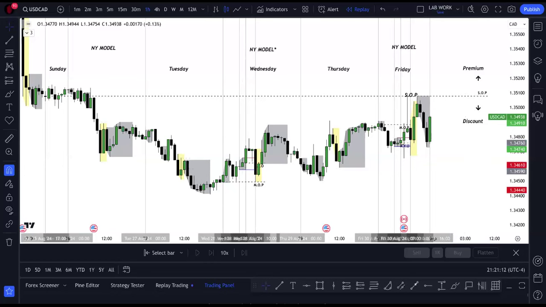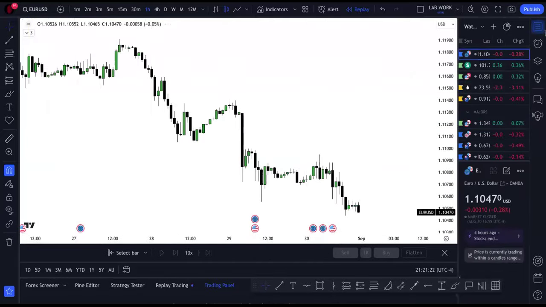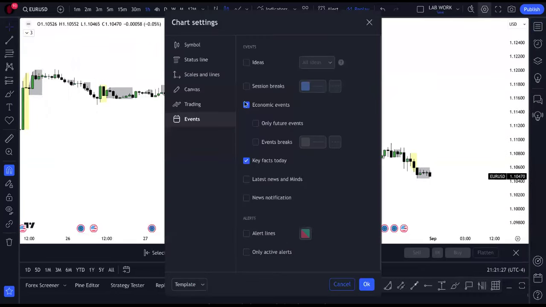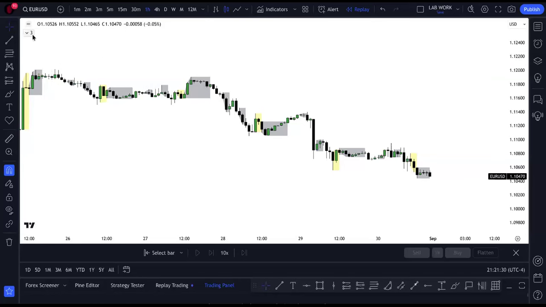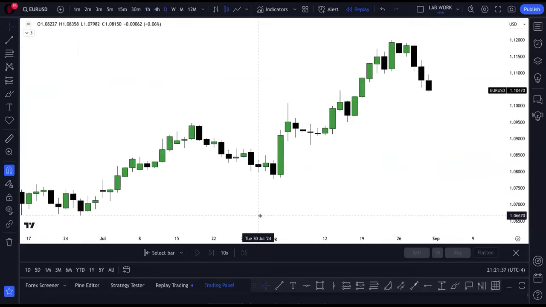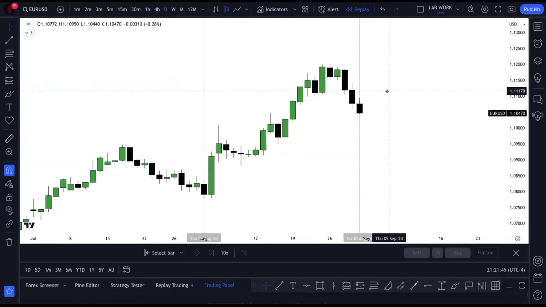Pull up another chart. We could actually use this one. Let's go to EU. We can remove the news events. Take off the session indicators now. Great. We're going to go on the daily chart. We're going to mark off the start of August and the end of August, and just take a look at the progression of how this daily chart formed for the monthly.